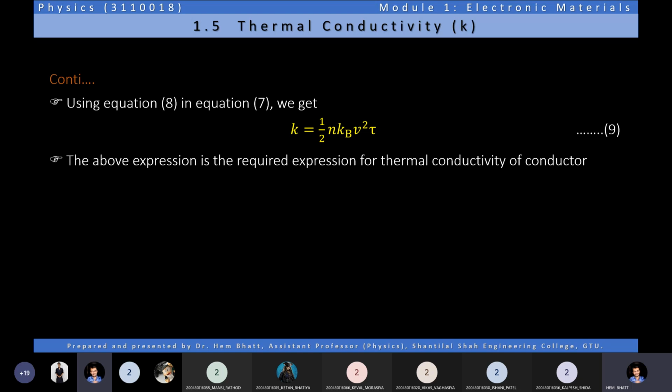Can anyone tell me what is small n here? Number density of free electrons. Very good. And what should be the unit of small n? Meter cube inverse. Very good. Small n is number density, that is total number per unit volume. So it is 1 by meter cube or 1 by centimeter cube. But be careful, small n is not equal to capital N. You cannot use them interchangeably.